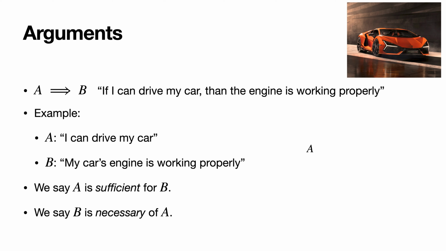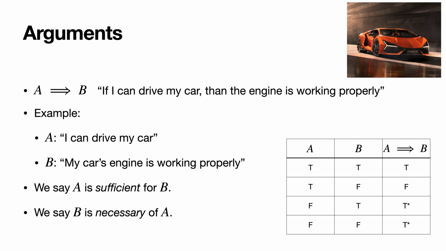So let me go ahead and put that truth table there. Here's A, B, and A implies B. Remember, A implies B is false only when the antecedent A is true and the consequent B is false, and it's true everywhere else. So when we say A is sufficient for B, we're looking at that first row in the truth table.